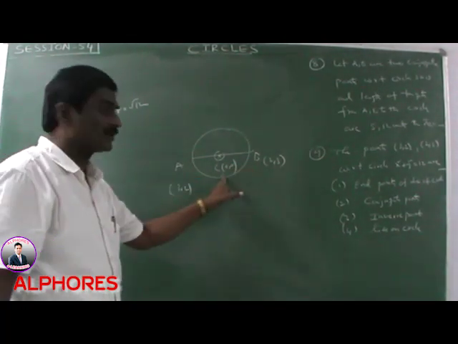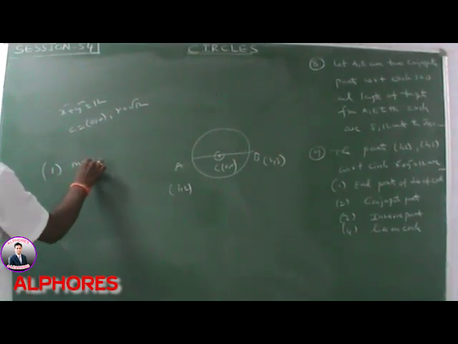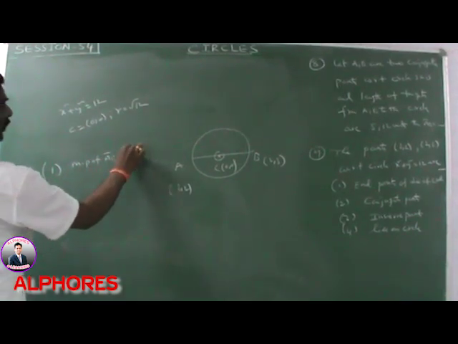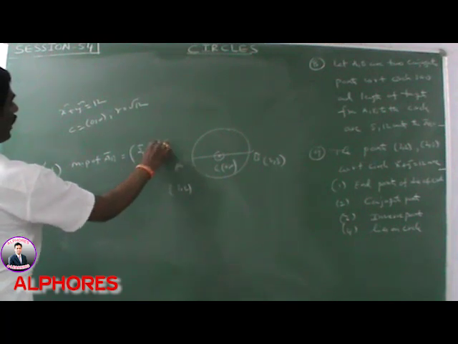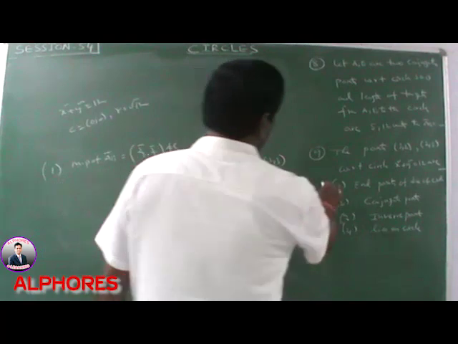If this midpoint is equal to (0, 0), it is true. Otherwise, it is false. So, midpoint of AB, the given points AB, is equal to (5/2, 5/2). Not equal to the center. So, it fails. Okay. Next, conjugate points.